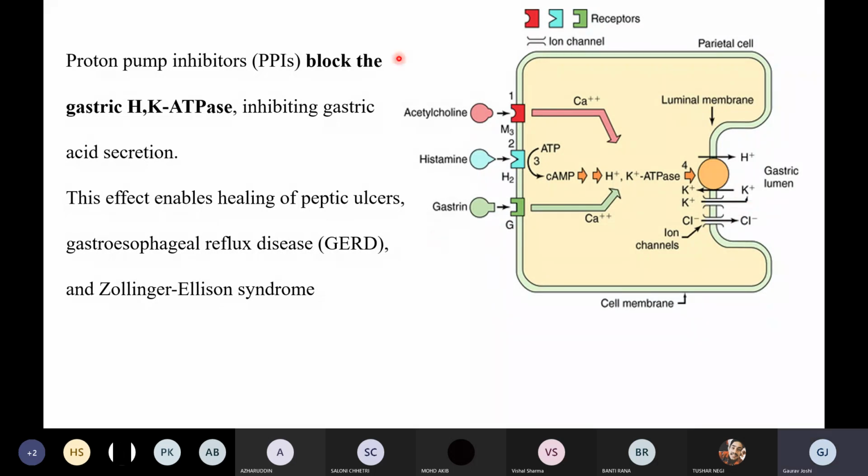Okay, right. So basically the proton pump inhibitor will block this pump, right? They will basically block this pump. And if they are blocking this pump, what will happen? This hydrogen will not be able to get exchanged, right?